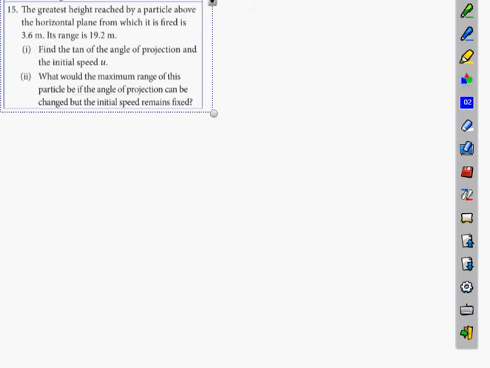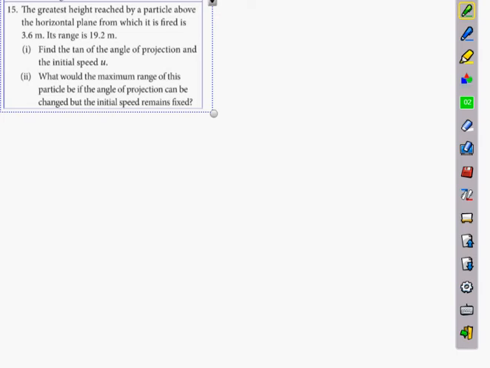The greatest height reached by a particle above the horizontal plane from which it is fired is 3.6. Its range is 19.2. Find the tan of the angle of projection and the initial speed u. Okay, so there are formulas for this, but in general you should be able to make your formulas from scratch every time.